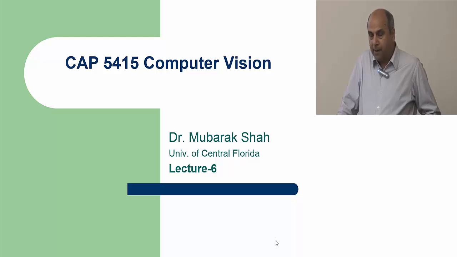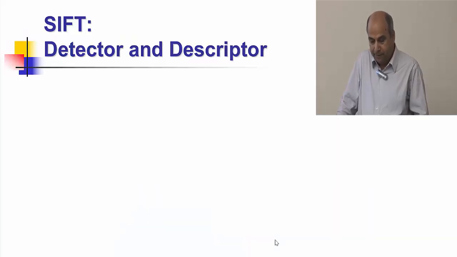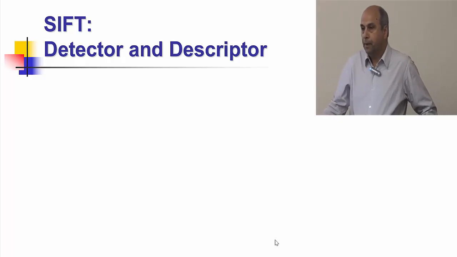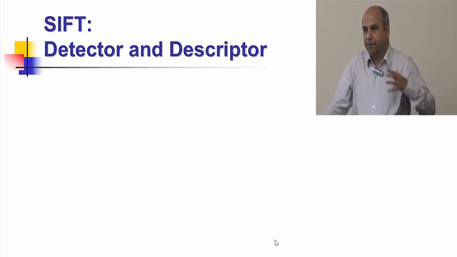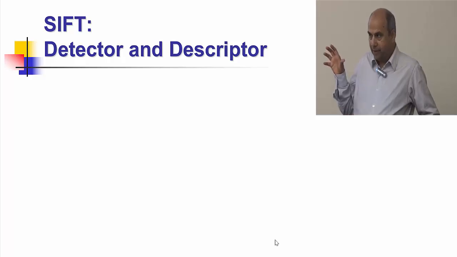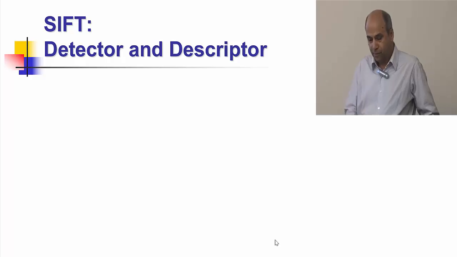So today we are going to talk about SIFT, and this is a very important concept, a feature detector and a descriptor, which has had a really big impact on computer vision. So this is a detector and a descriptor also. We talked about the Harris detector, which is a corner detector, but SIFT is, in addition to a detector, also a descriptor. It has two parts.